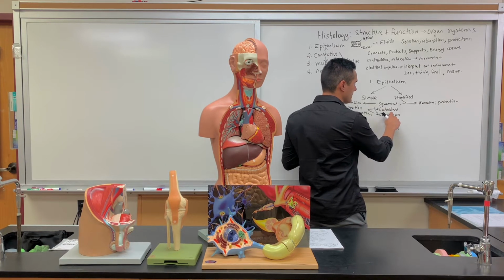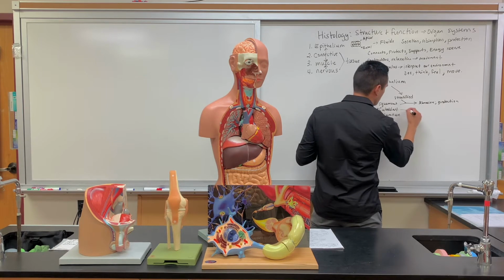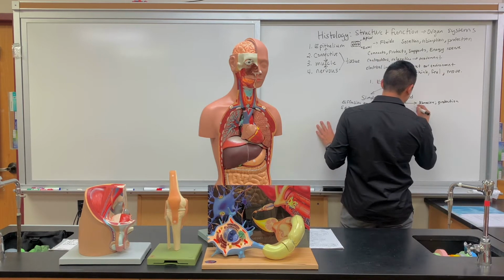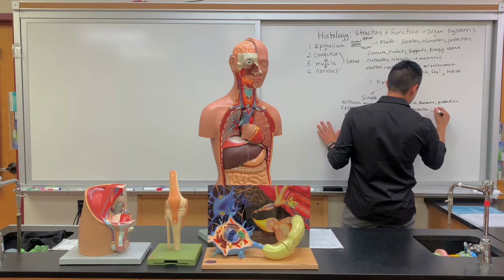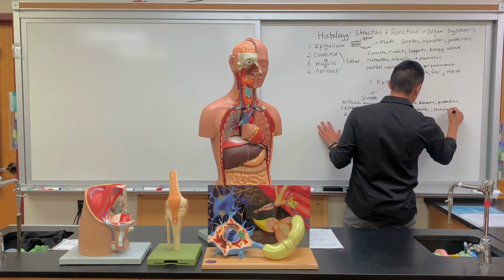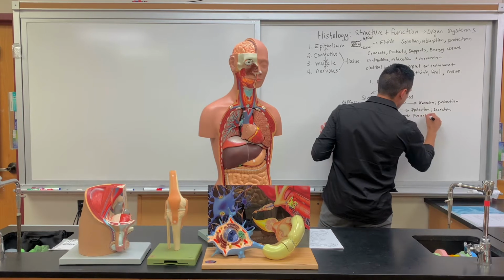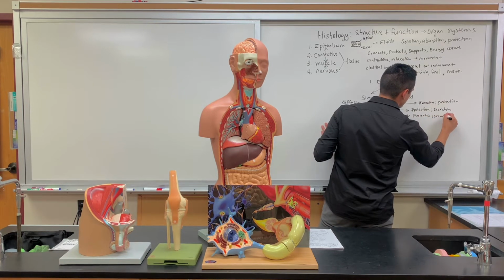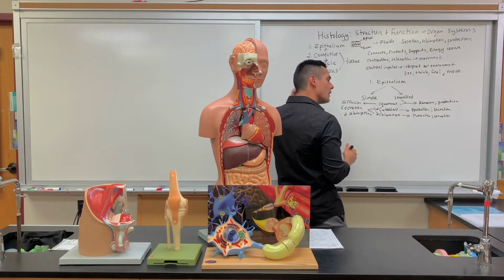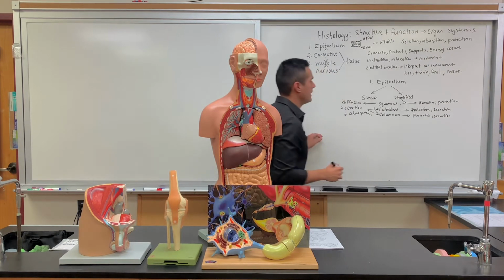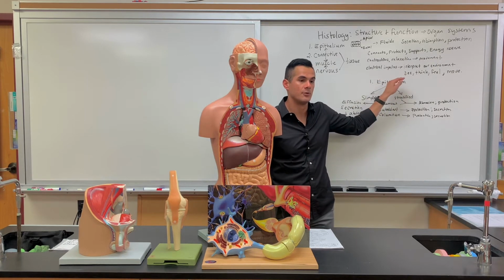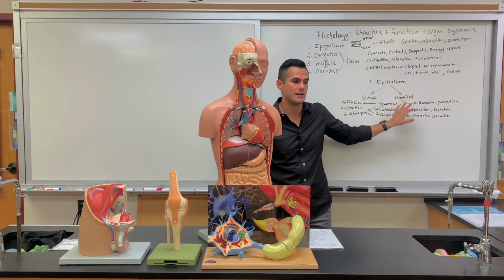When we talk about stratified cuboidal, this is going to be protection and secretion, and for stratified columnar, protection and secretion. And secretion, absorption. Okay, so this is the generalized overview for the epithelium, characterizing the tissues and everything.